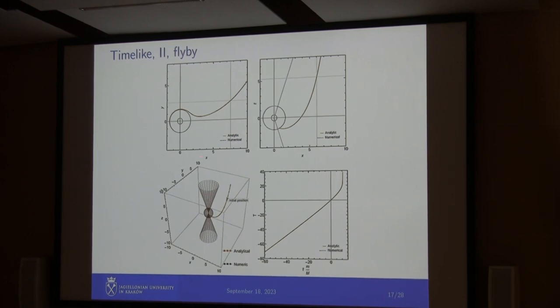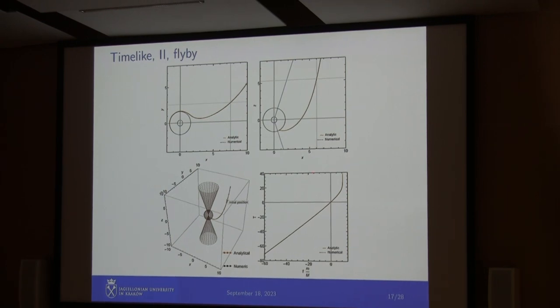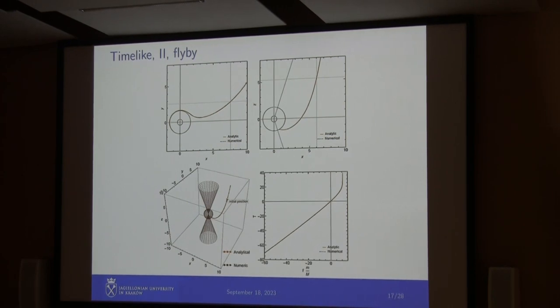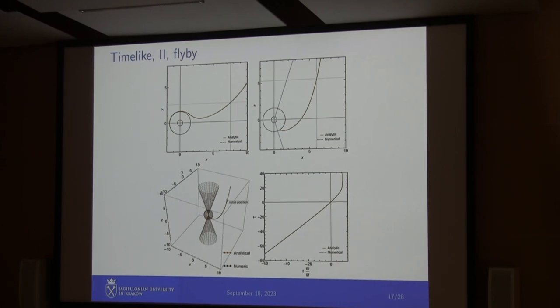Okay, and this is how it looks, for example. Here is a plot in the xy plane. Here is a plot in the xz plane. So the first plot is in the equatorial plane, and the second is perpendicular to it. And here we have an initial point.